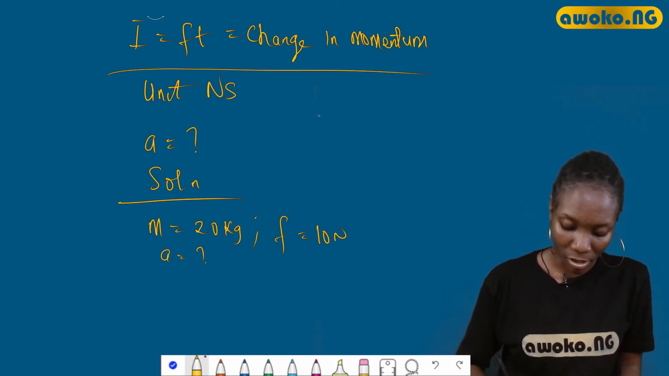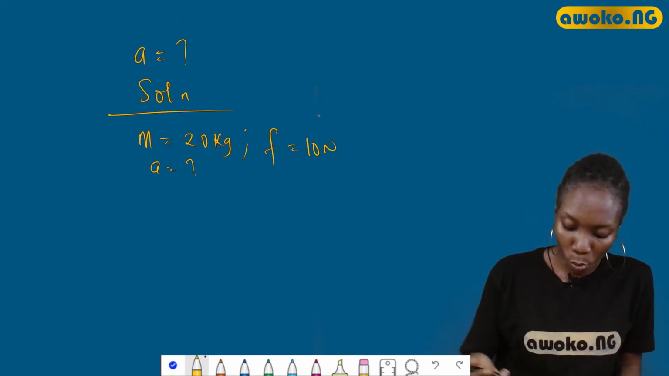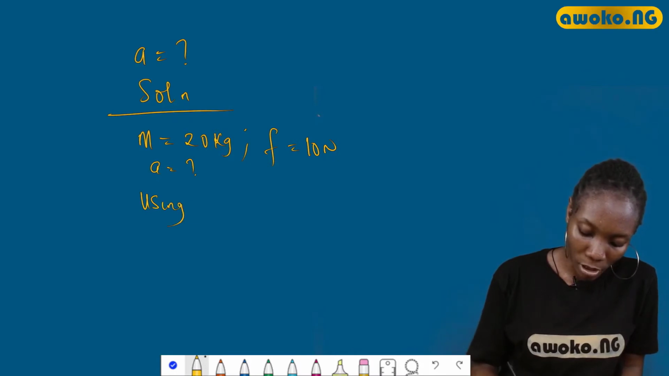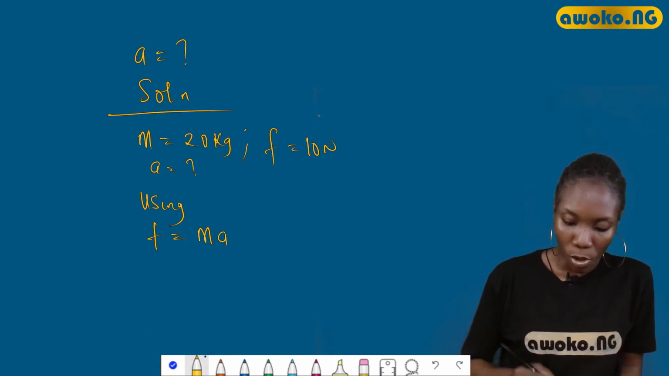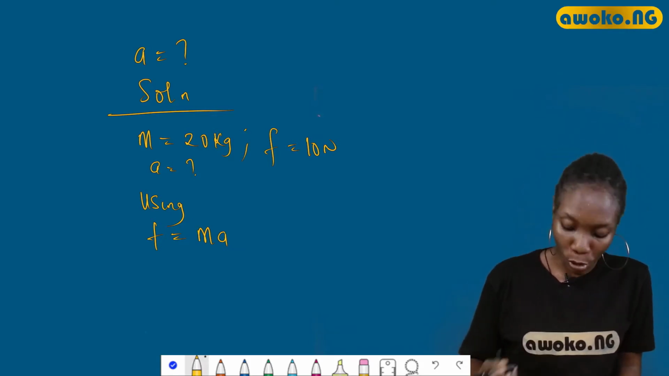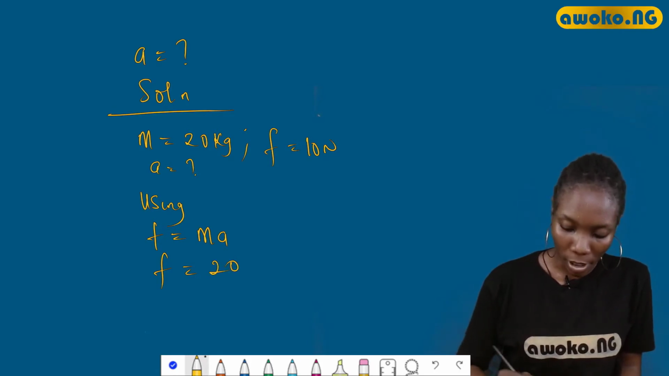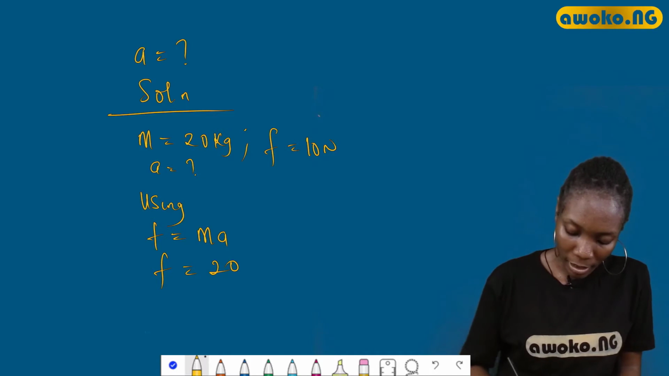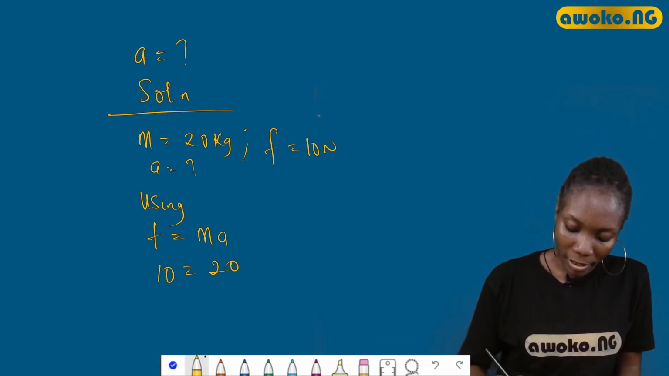This is very easy. Once you know the formula, you can just input your values, and that's all. So we know using Newton's second law, which is F equals ma, if you put in your values, you're going to get your answer straight on. So the mass is 20. Our force was given as 10 newtons, and 20 mass times the acceleration A.